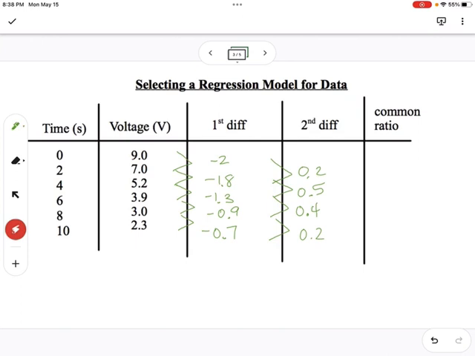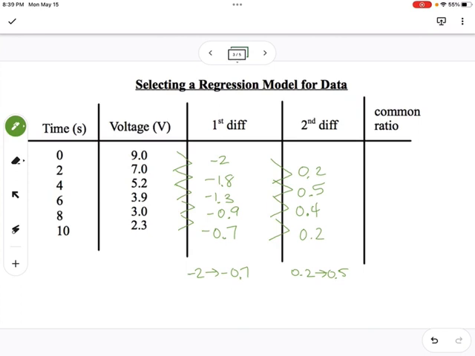Okay, so here we see that we still don't have our matching numbers, but it is a little bit closer than what we have for our first differences. So here we're going between 0.2 and 0.5. The first one we were going between -2 and -0.7. This one we're going between 0.2 and 0.5. So there's less of a difference within the differences there.